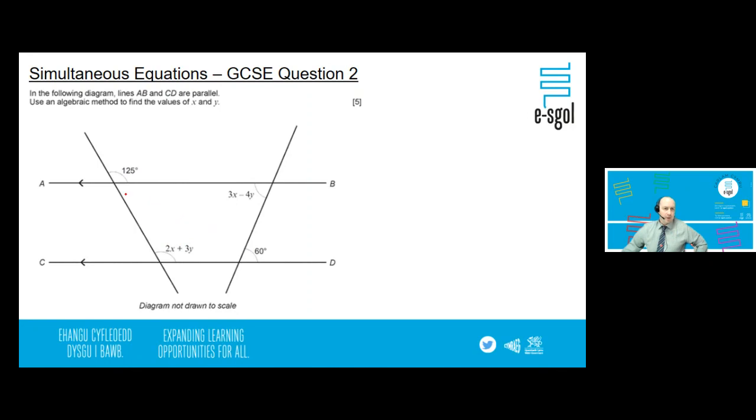Now, because these angles, 125 degrees and 2x plus 3y, are corresponding angles, your teacher may have called them F angles, depending on how you were taught, so we know 2x plus 3y is equal to 125. Now that'll be your first simultaneous equation, and then you find a similar equation with these alternate angles, or Z angles your teacher may have taught you, and then you solve the simultaneous equations.